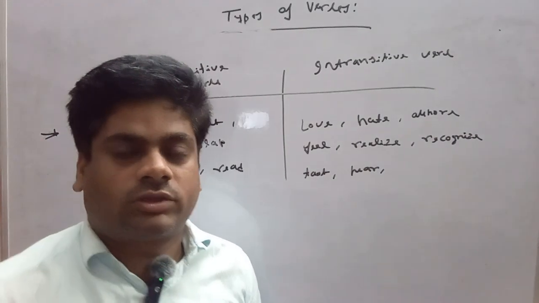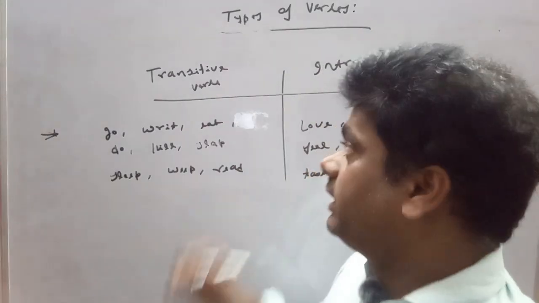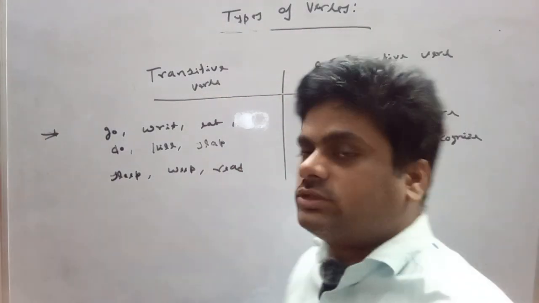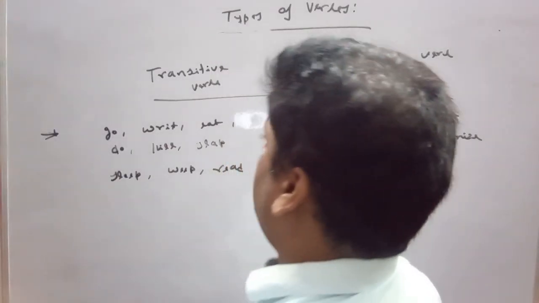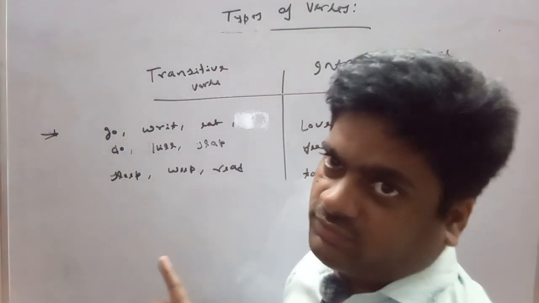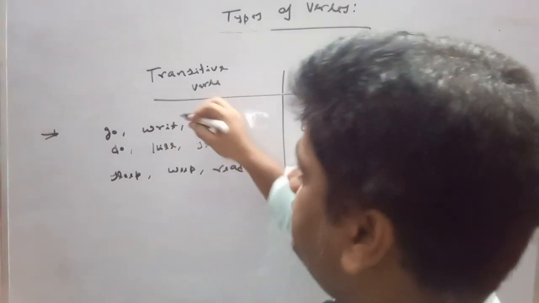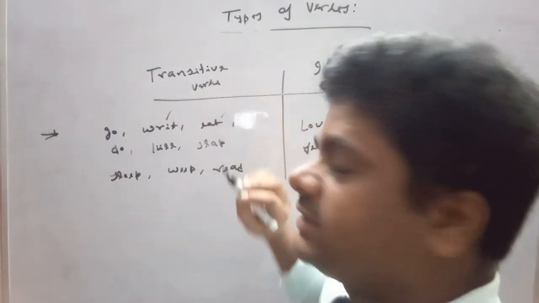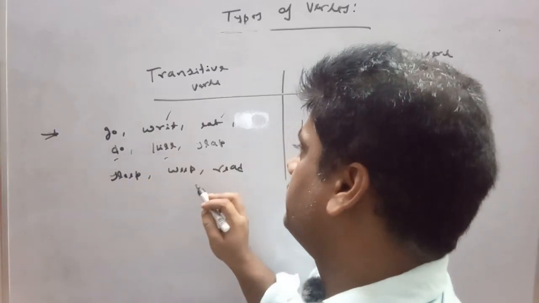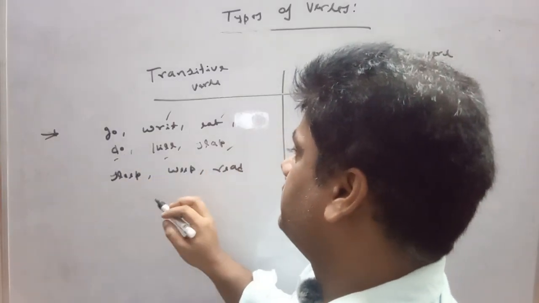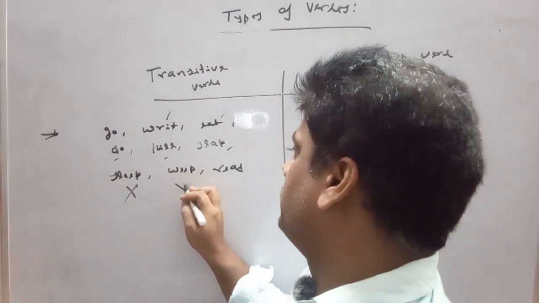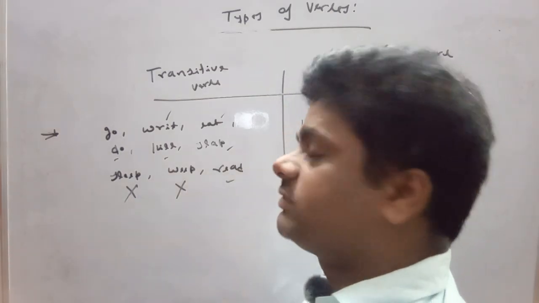Now we are talking about transitive verbs and intransitive verbs. In the case of transitive verbs, go cannot be a transitive verb. Write is a transitive verb, eat is a transitive verb, do is a transitive verb, kill is a transitive verb, slap is a transitive verb. Sleep is not, weep is not a transitive verb. Read is a transitive verb.